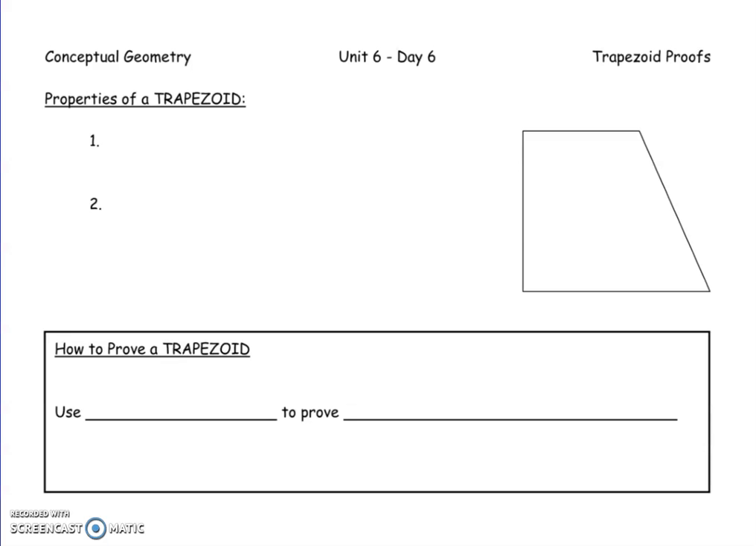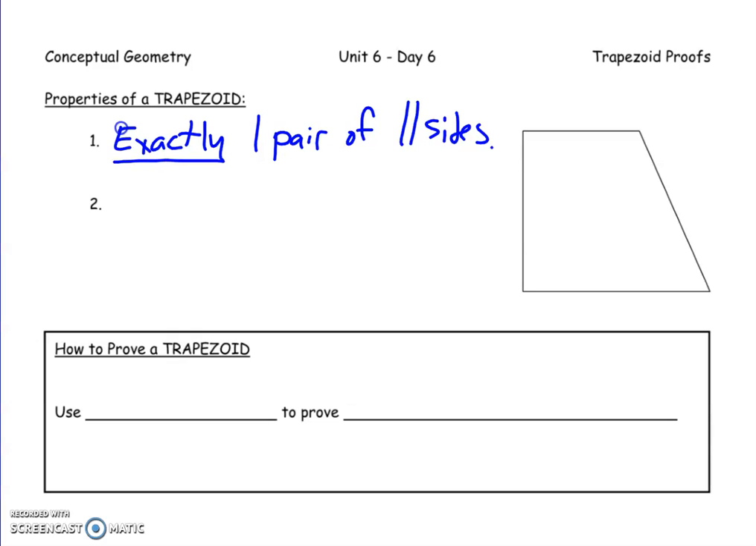Number one, a trapezoid has exactly one pair of parallel sides. And that word exactly is important. That means one and only one. One pair of sides will be parallel, one pair will not be. We have to prove both.